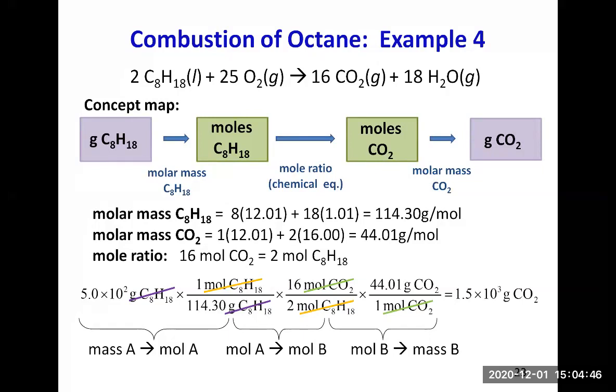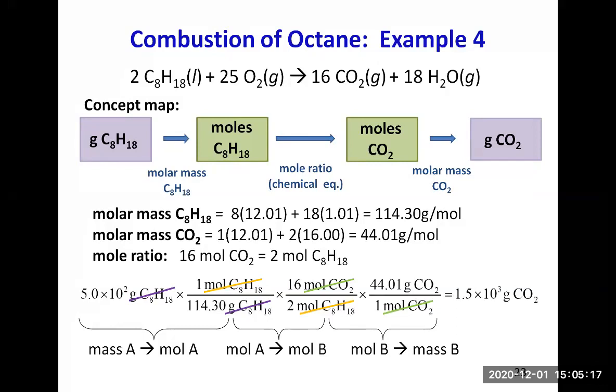Here we have 2 sig figs in the given amount. All the mole numbers are exact numbers. So the 2 moles of octane, 16 moles of CO2, and the 1 mole for the molar mass are all exact numbers. Both molar masses have more sig figs than the given amount. The molar mass of CO2 has 4 and the molar mass of octane has 5. So the limiting amount is 2 sig figs from the given amount.